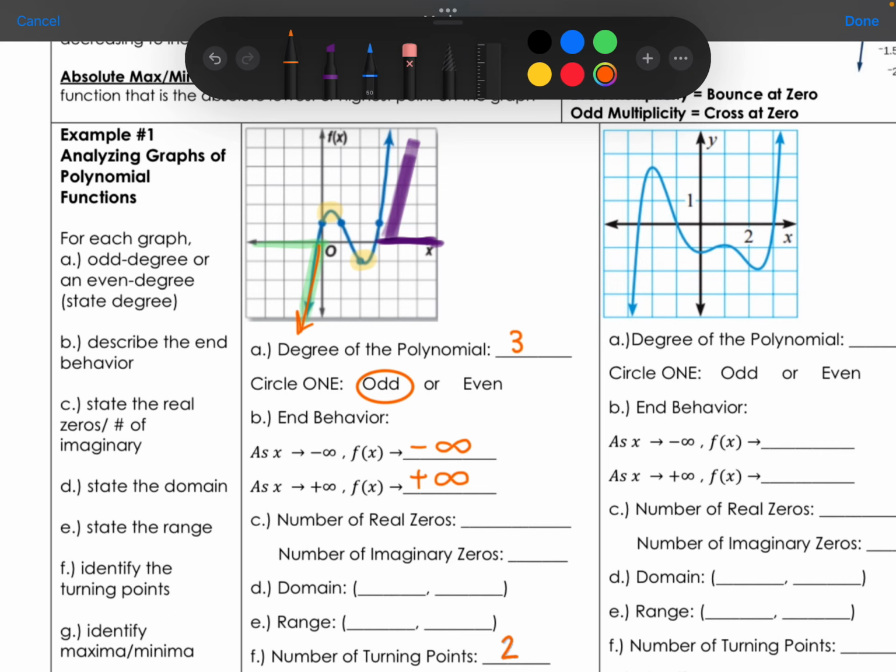Number of real zeros. So that's how many times we essentially cross the x-axis. So we cross 1, 2, 3 times. So the total number of zeros should add up to the degree of the polynomial. So in this case, we have 3 real zeros, so we don't have any space for any imaginary zeros.